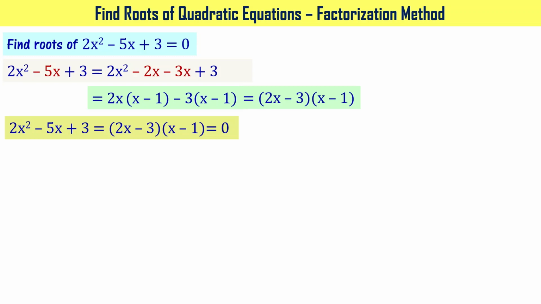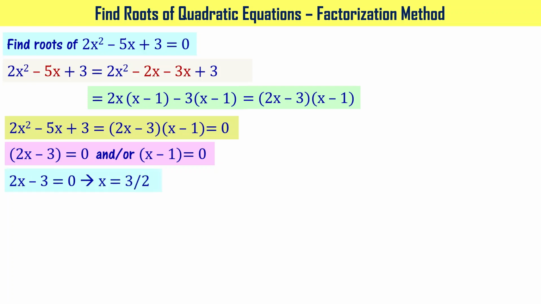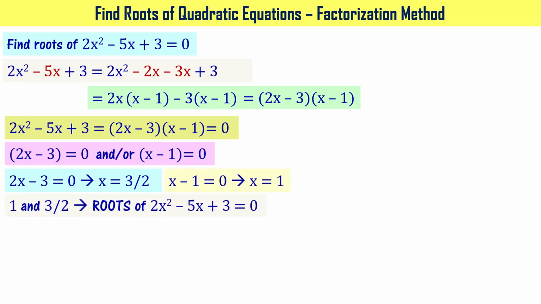This equation holds true when 2x minus 3 equal to 0 or x minus 1 equal to 0, right? If 2x minus 3 equal to 0, then you have x equal to 3 by 2. When x minus 1 equal to 0, you have x equal to 1, right? 1 and 3 by 2 are the roots of 2x square minus 5x plus 3 equal to 0.